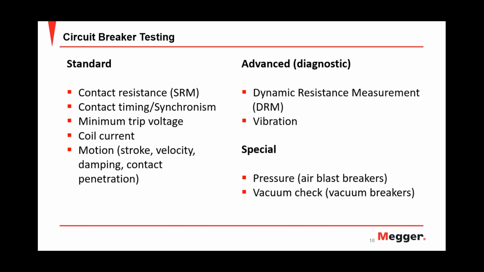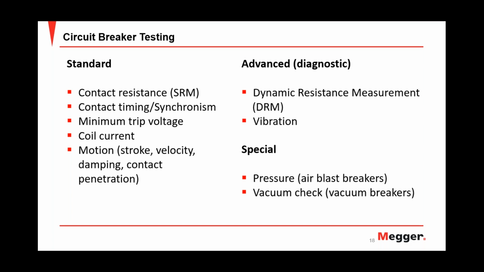Hello again. So just to do a short recap of the past, let's say, hour, we have gone through the standard types of test methods, test types. So contact resistance or static resistance measurement, contact timing and synchronism, minimum trip voltage, coil current measurements, and an overview of the motion measurements with stroke, velocity, damping and contact penetration and why that is important to monitor. And for the rest of this morning session, we will go through dynamic resistance measurement as part of the advanced or diagnostic measurements.